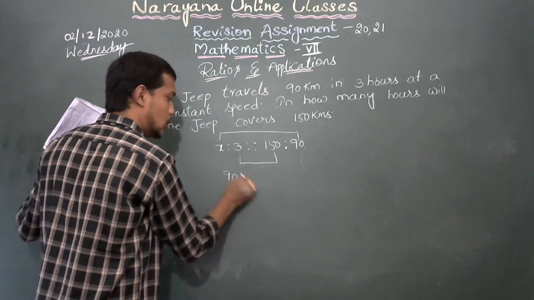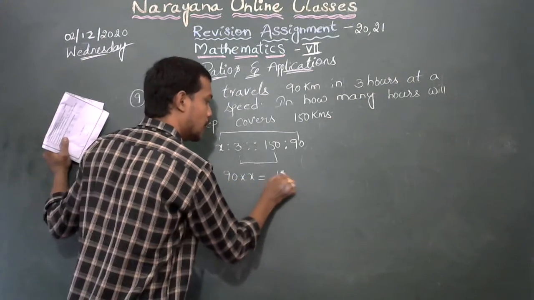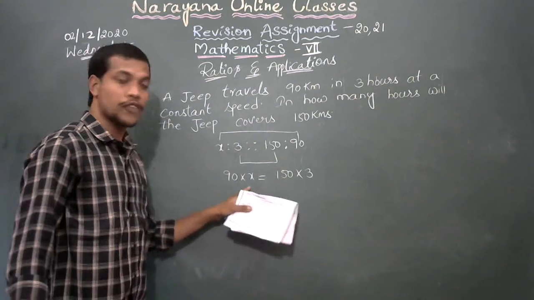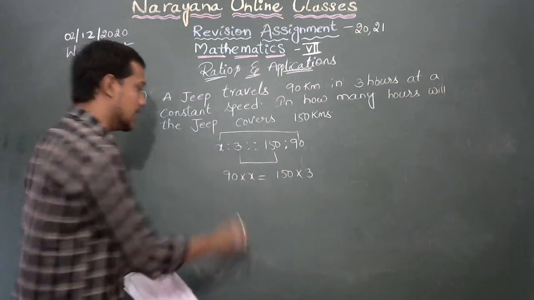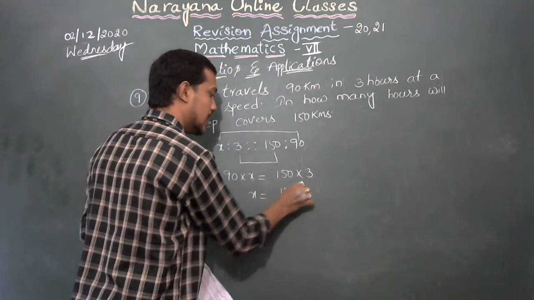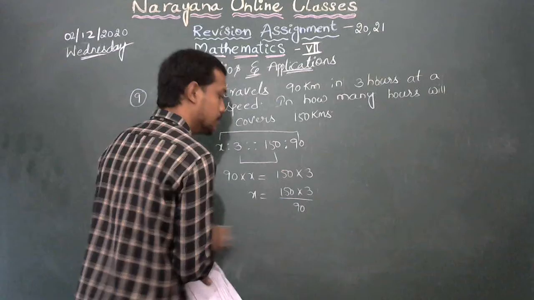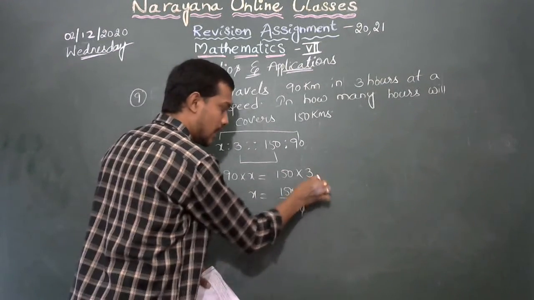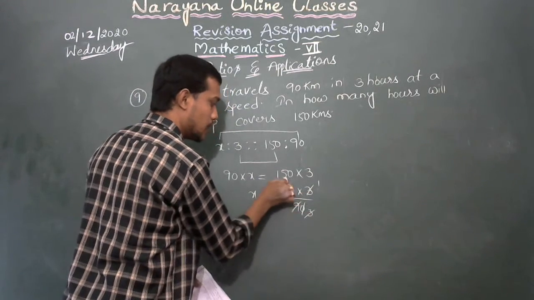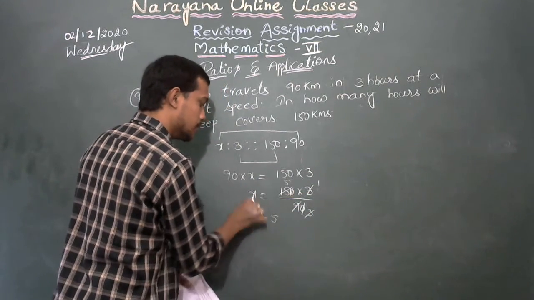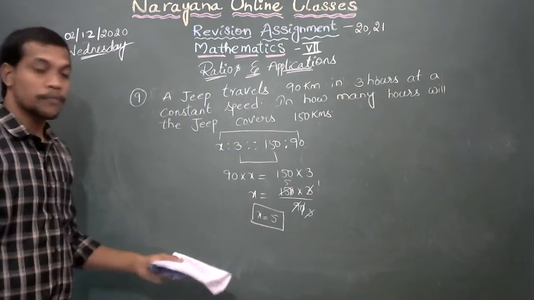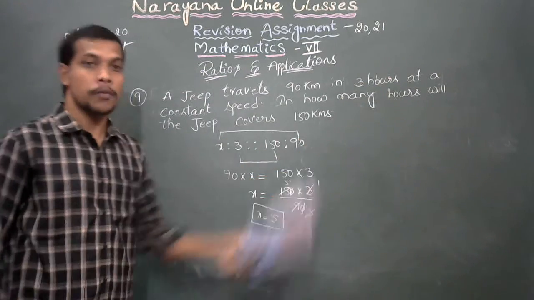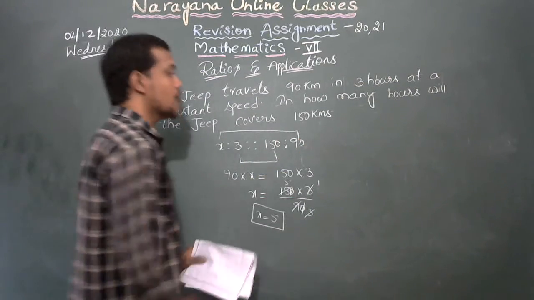So 90 into x equal to 150 into 3. Again this 90 is multiplying with x, so we can bring it to the RHS, that is division. x equal to 150 into 3 by 90. Here the zeros cancel. 3 ones are 3, 3 threes are 9, 3 fives are 15. So x equal to 5. What is the value of x? x is nothing but the hours the jeep takes to cover 150 kilometers. The hour is 5 hours.